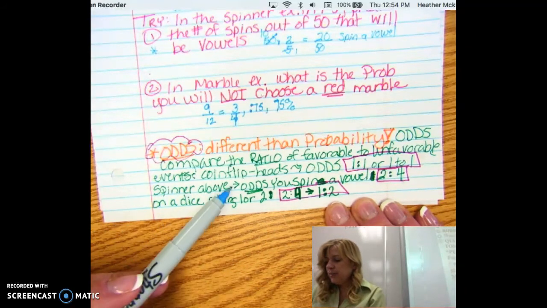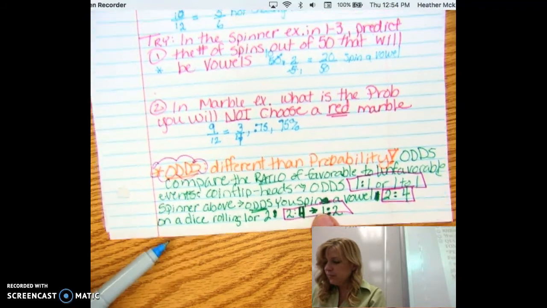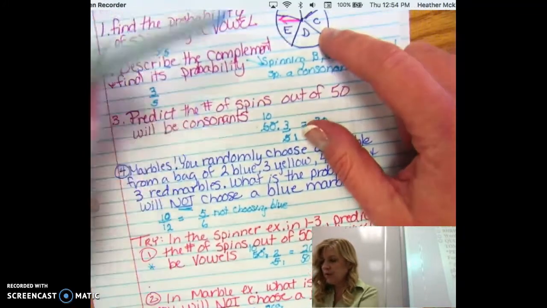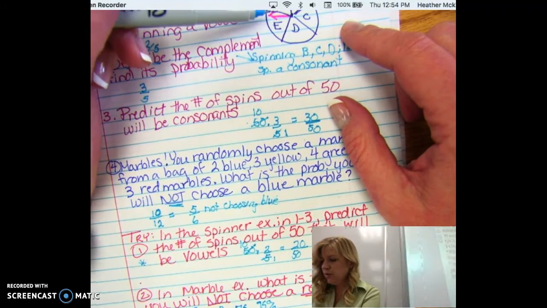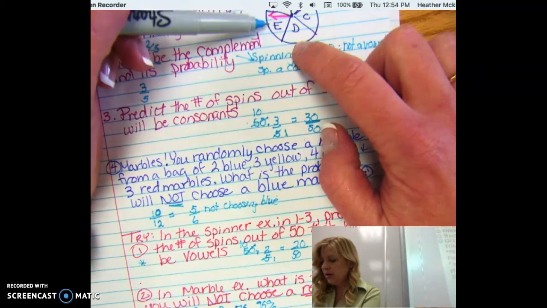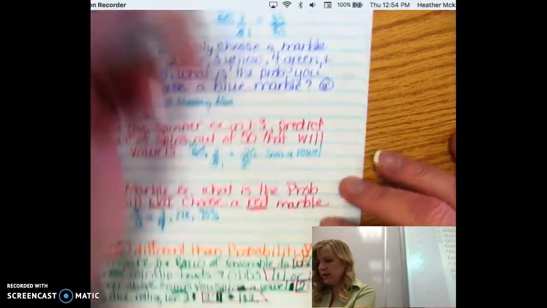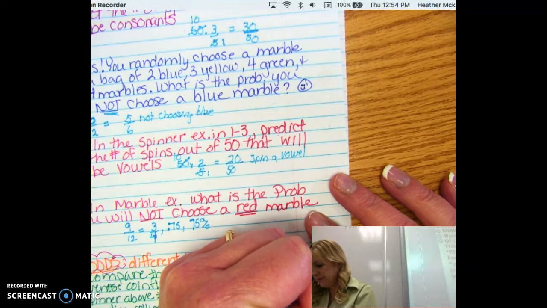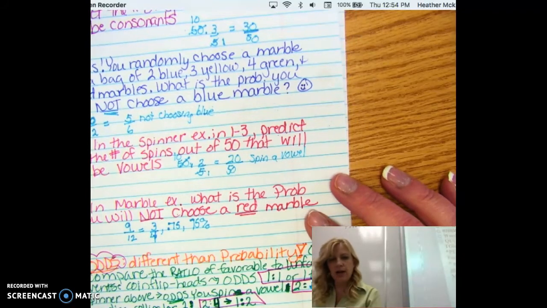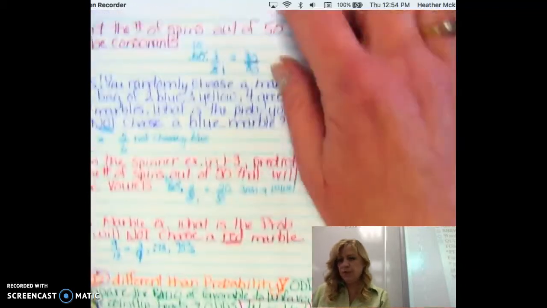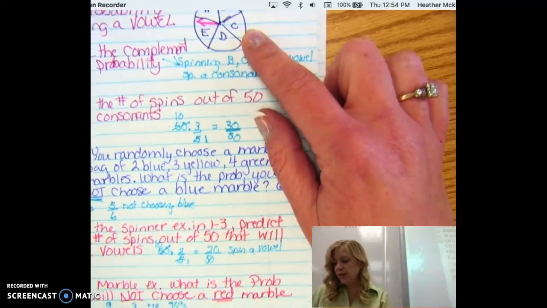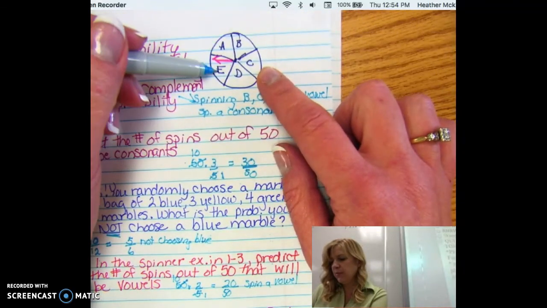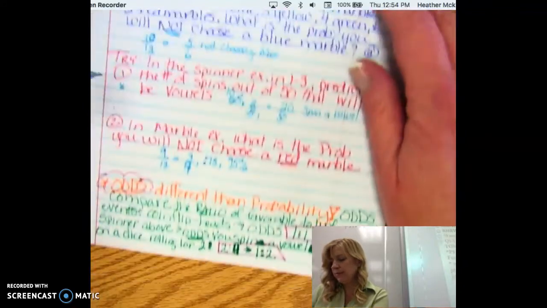Okay, in the spinner above, the chance that you spin a vowel, the odds are 2 to, should be 2 to 3 because it's a 5 spinner. 2 to 3, not 2 to 4. I'm glad I caught that. So in the spinner above, the odds are very, very different. You have your favorable compared to your unfavorable. So here's your 2 favorable, there's your unfavorable.